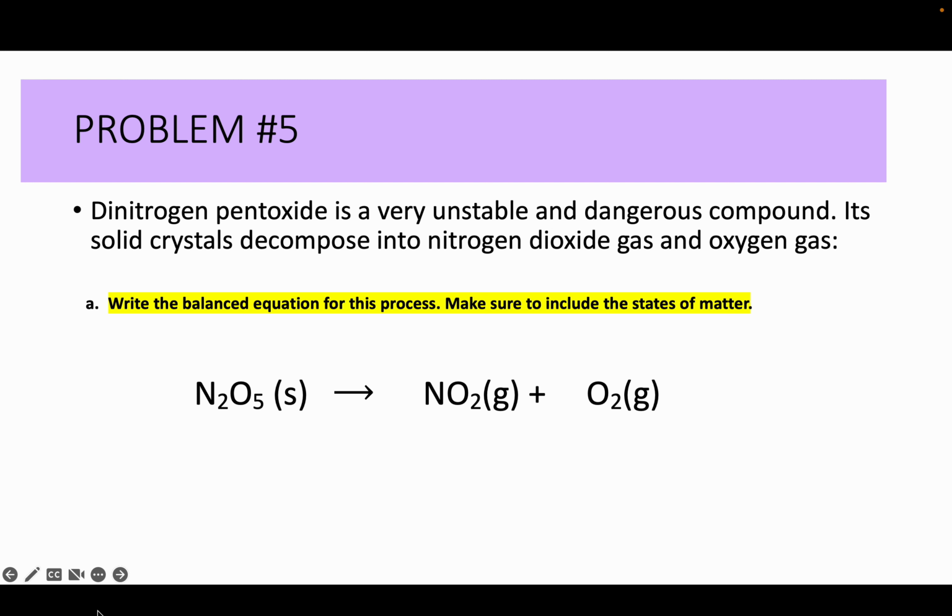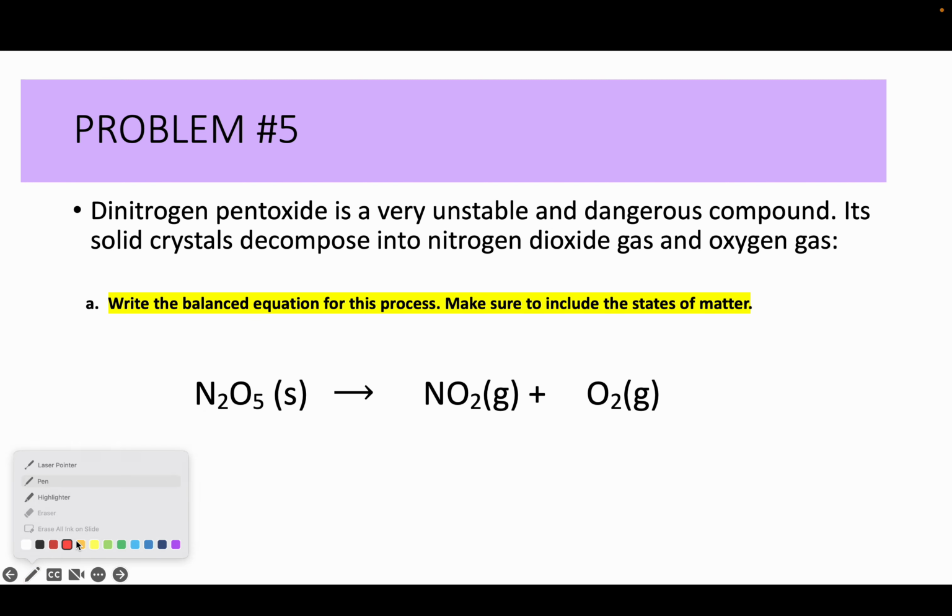So I've gone right ahead and typed down all the different molecular formulas of the reactant, dinitrogen pentoxide, and its products, nitrogen dioxide and oxygen, O2. Making sure that I've also indicated that dinitrogen pentoxide is a solid, and nitrogen dioxide and oxygen gas are both gases.